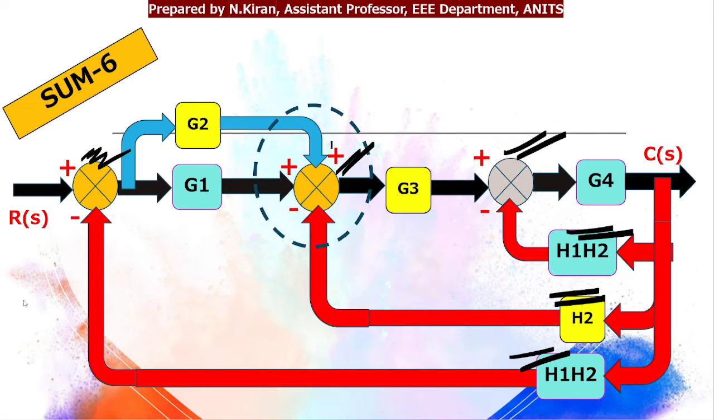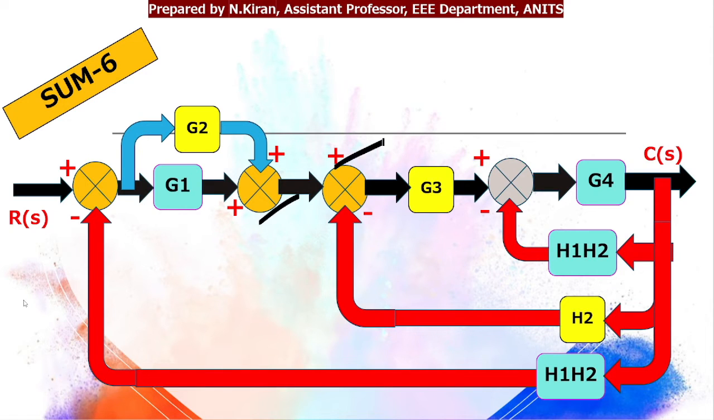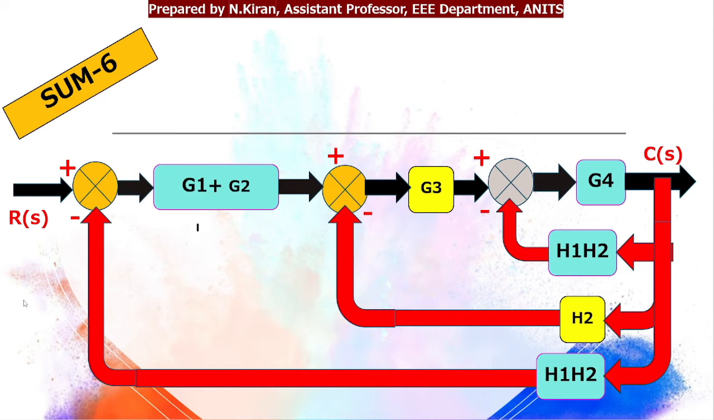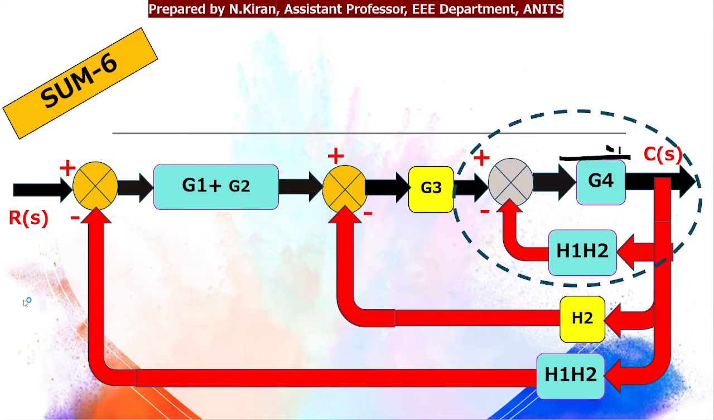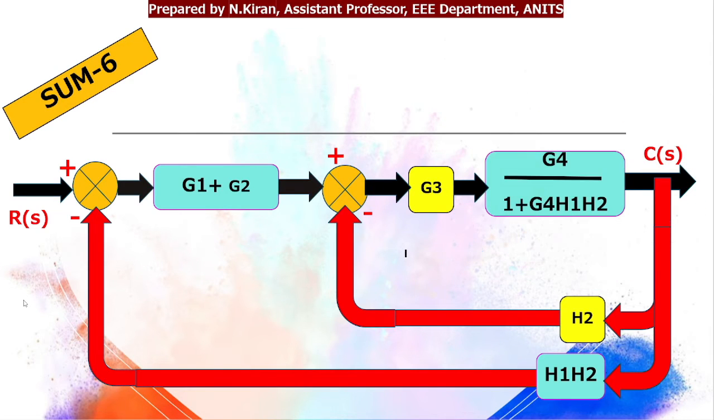Here, since the summing point will have 3 inputs, I need to split my summing point according to rule number 9. So the single summing point I have split into 2 summing points. The next step, these 2 blocks are in parallel, so it becomes G1 plus G2. Then the forward gain is G4, and the feedback gain is H1 H2. Eliminating the feedback loop, we get G4 by 1 plus G4 into H1 into H2.